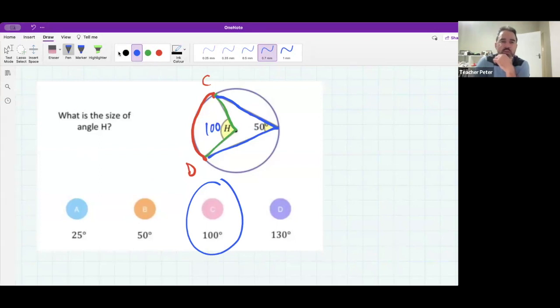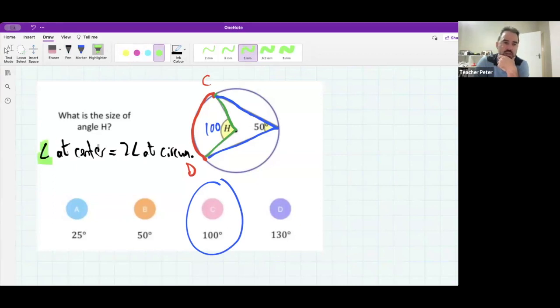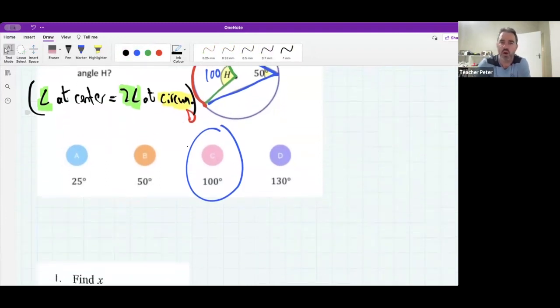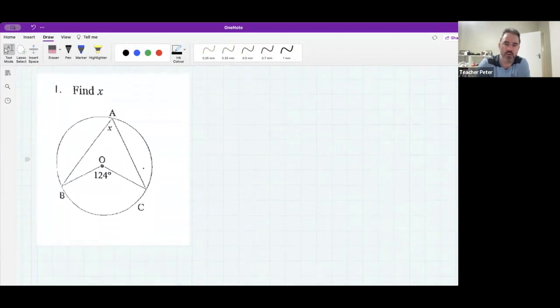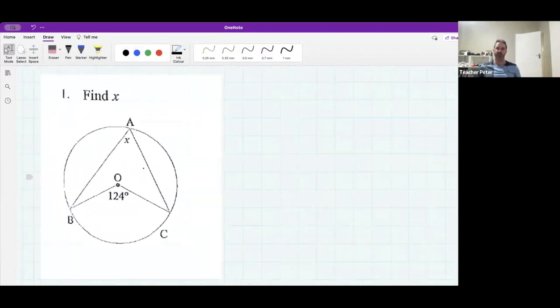Now, when we use this fact to make a claim, we say angle at center equals twice angle at circumference. And you'll notice that I'm using the abbreviation for angle, and also an abbreviation for circumference. We'll get more into the reasons as we go, but just so that you are aware of them. Okay, find me the value of x in this question.